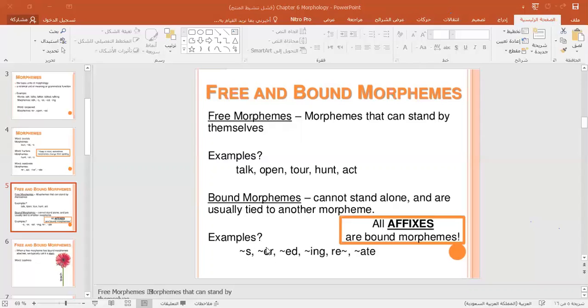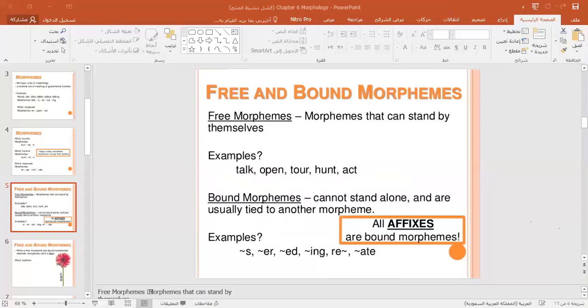If we add er to the word open, opener, the er is a bound morpheme. If we add ed to the word open, it becomes opened, so ed here is a past tense bound morpheme. Talk, talking: the ing here is not free. It is a bound present tense morpheme. In rewrite, the word write is free, but re is a bound morpheme. And in activate, the ate at the end of the word act is also a bound morpheme.